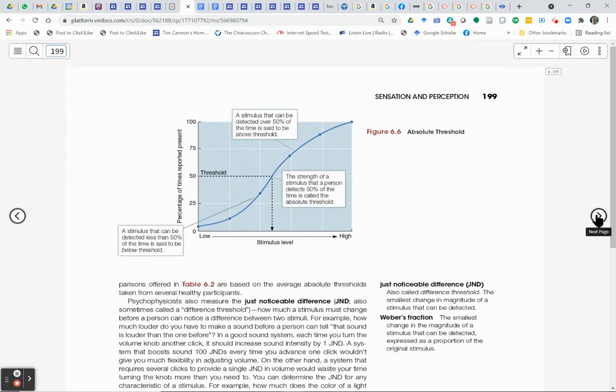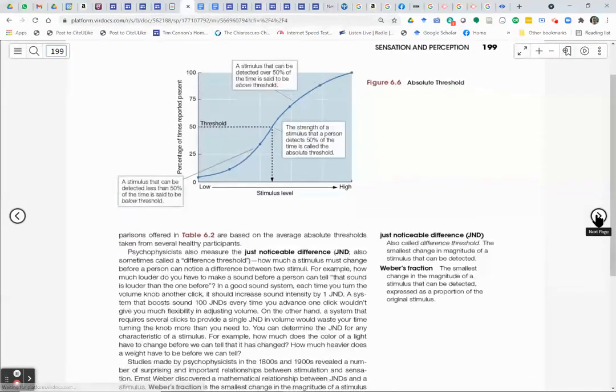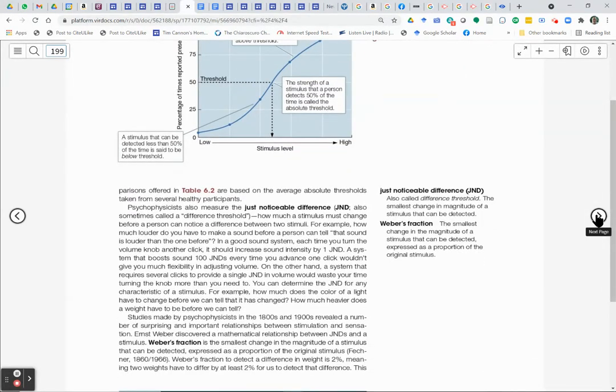So the neuron may respond a bit below what we call the absolute threshold, which we decided is the point at which there's a 50% chance of response or detecting the stimulus. And so absolute is not absolute. There's a range. And then we deal with just noticeable differences, JNDs.